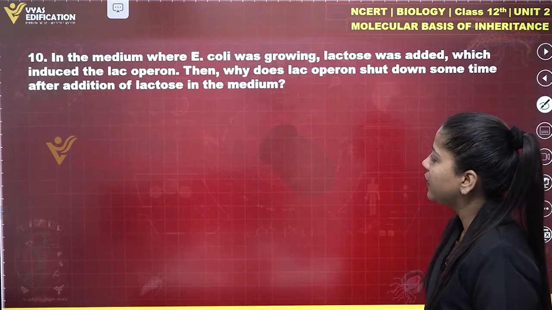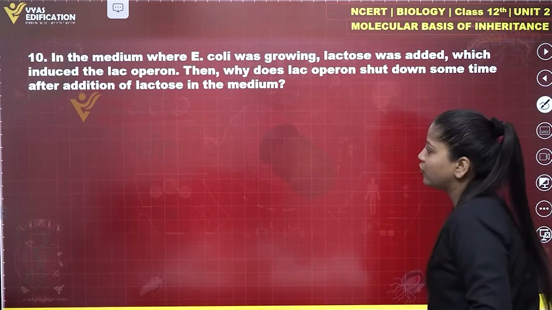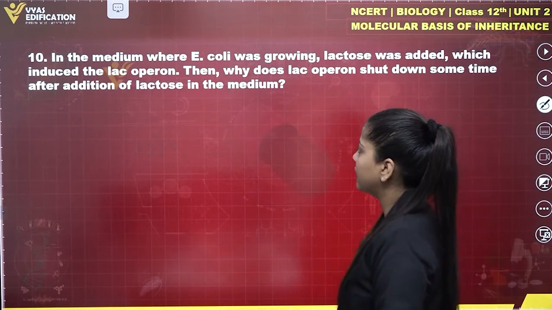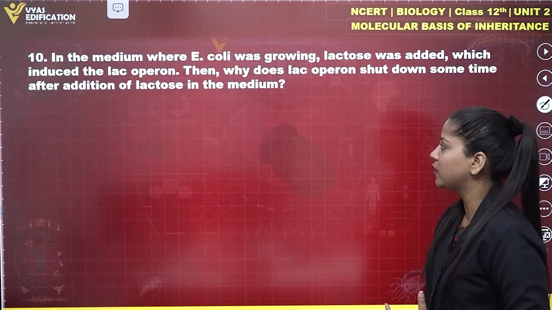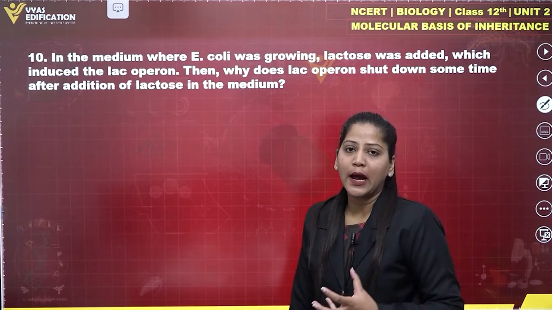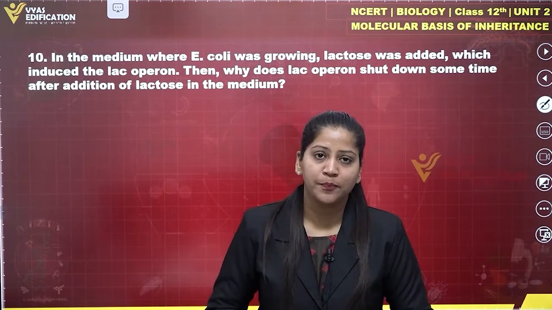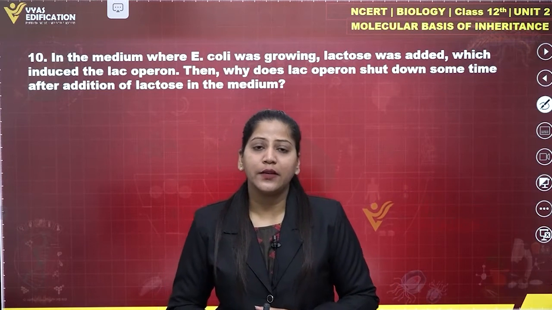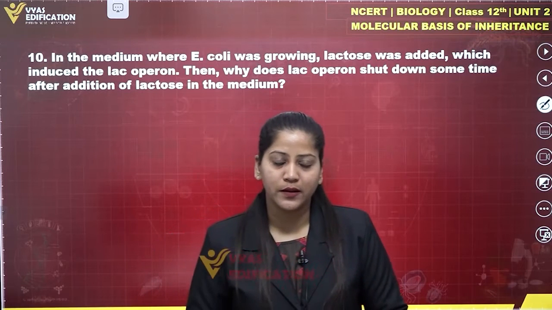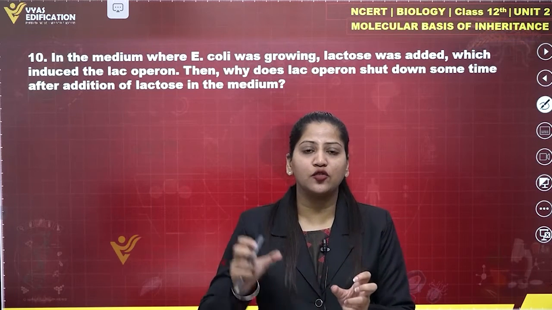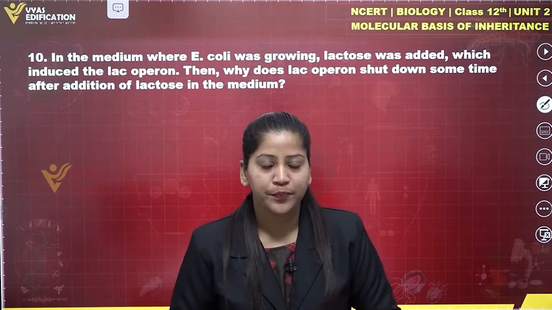In the medium where E. coli was growing, lactose was added, which induced the lac operon. Then why does lac operon shut down sometimes after addition of lactose in the medium? So we know that lac operon is active in the presence of lactose, and whenever the lactose is absent, the repressor binds to the operator and does not let the genes be transcribed.